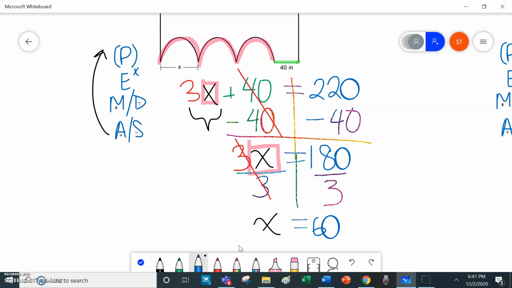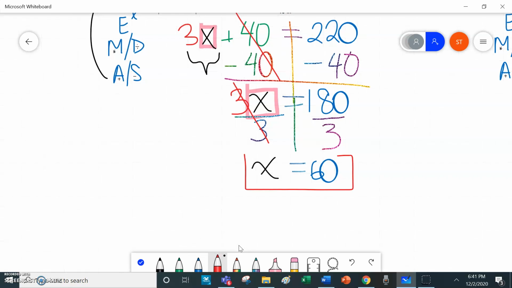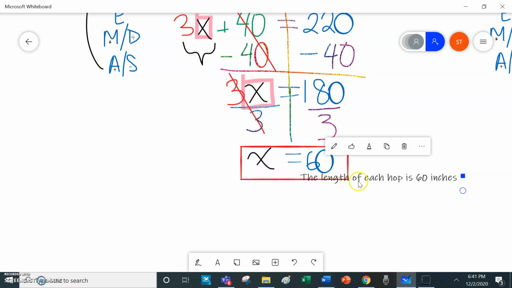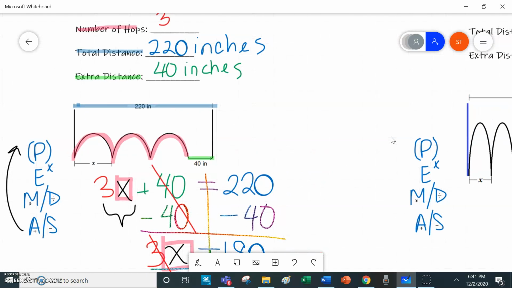Again, I can do this in my head or in a calculator. So that is my solution for the length of each hop, but I need to give it a unit. So now I can write the length of each hop is 60 inches, because I remember everything else was measured in inches. So this will also be measured in inches. So that's an example for the hop to the finish line.